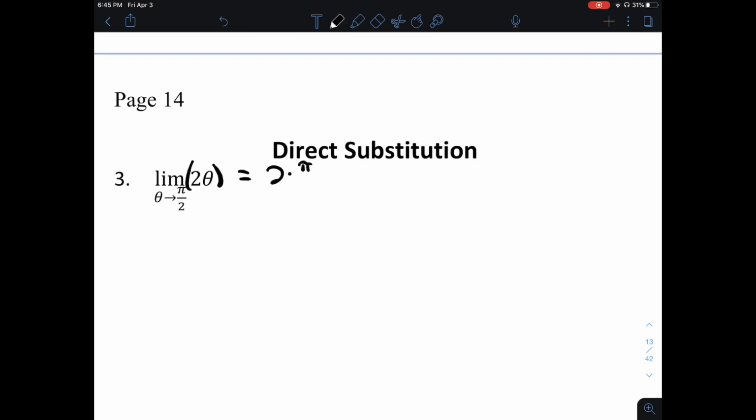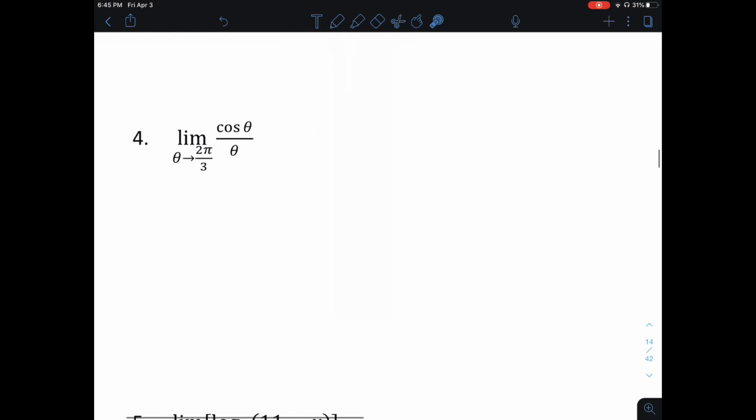Direct substitution, we're going to have 2 times pi over 2, which is pi. So if you were to graph this, as x approaches pi over 2, the limit, that is 2 times theta, is going to approach pi. As the x value approaches pi over 2, the y value approaches pi.